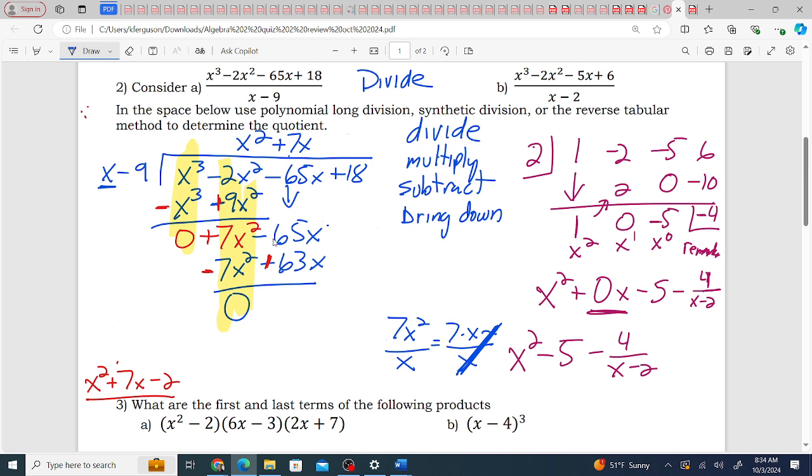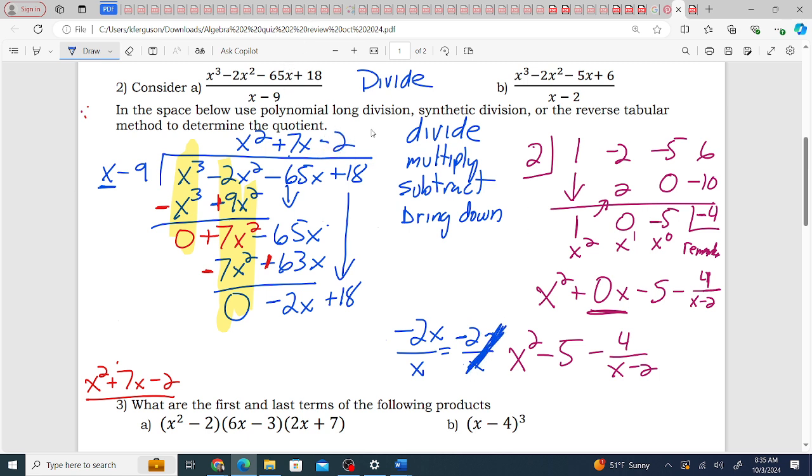But over here, I've got a negative 65x and a positive 63x. So what is that? It's negative 2x. So that's subtraction. Then I do the last step, I bring down. So that's a plus 18. So now I need to get negative 2x, I'm going to divide it by x. So that's a negative 2 times x divided by x. So the x's cancel off, and what do I got left? So I got negative 2. So that's what I multiply by.